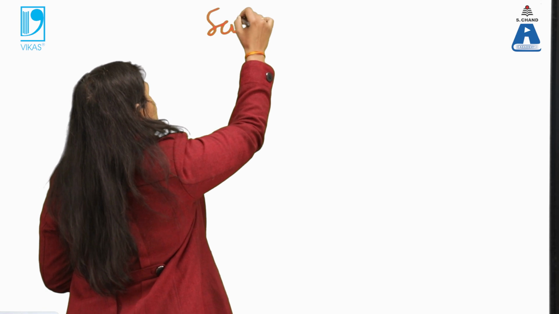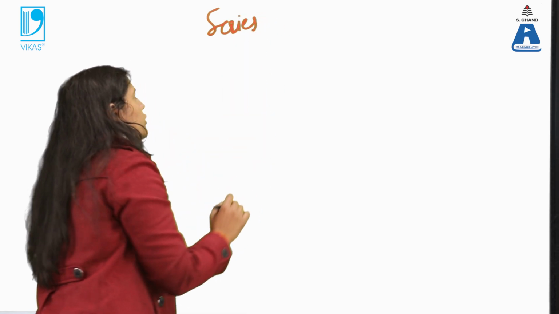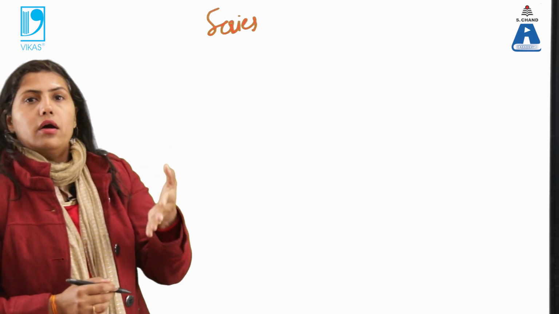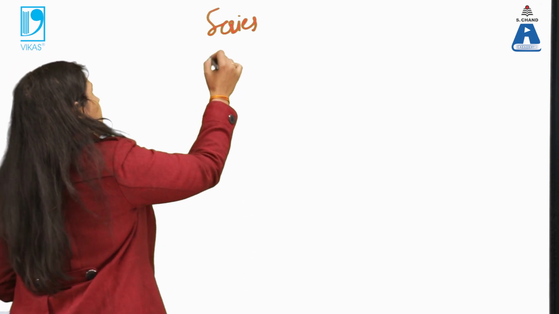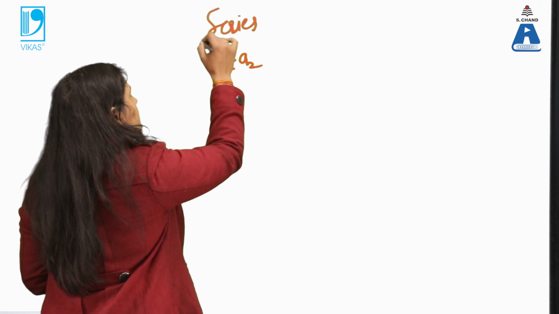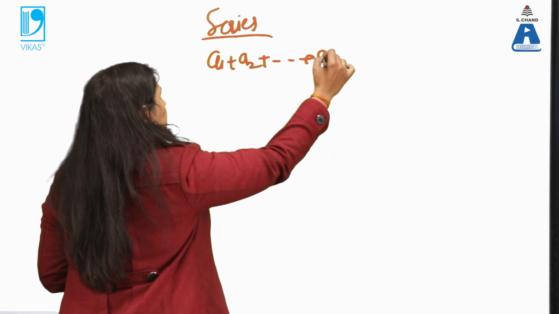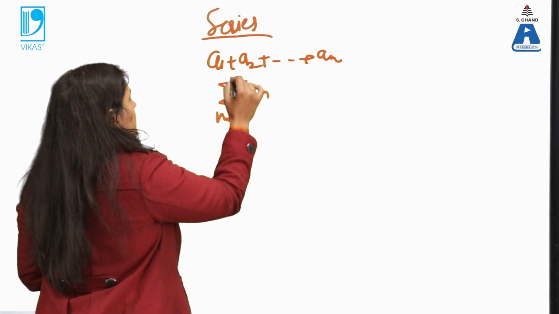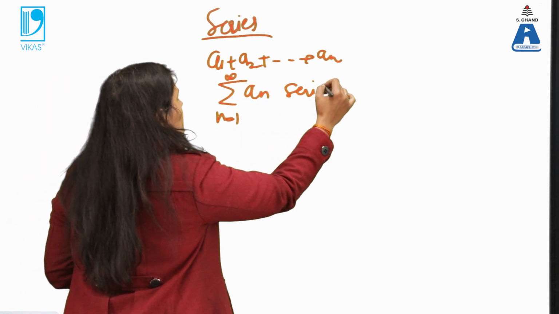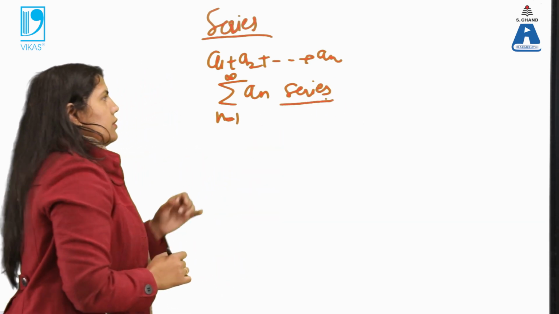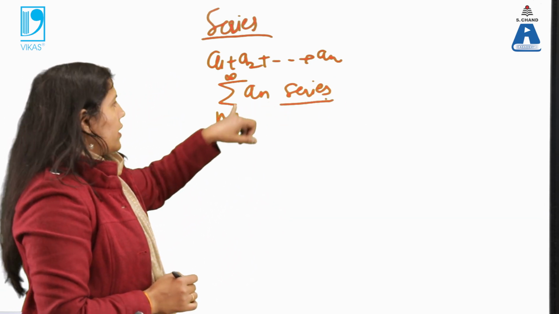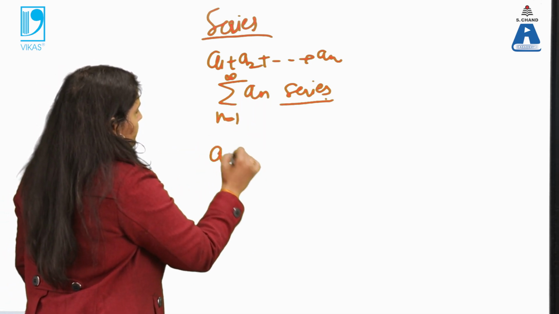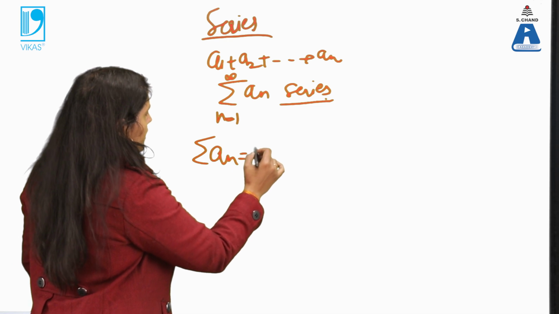What exactly does series mean? As I told you, just add up the sequence terms and we will get the series. It means if I am writing a1 plus a2 plus and so on up to an, this is a series. I have added up the sequence terms, and this is what I got. So this is a series.